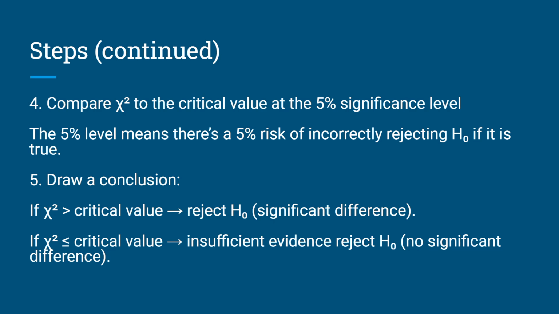Now, comparing the chi-squared value to the critical value is what allows you to draw your conclusion. So if your chi-squared value is greater than the critical value, that means that you reject the null hypothesis, and there is a significant difference between the observed and the expected results. If your chi-squared value is lower or equal to the critical value, this means that there is insufficient evidence to reject the null hypothesis and there is no significant difference between the observed and the expected results.